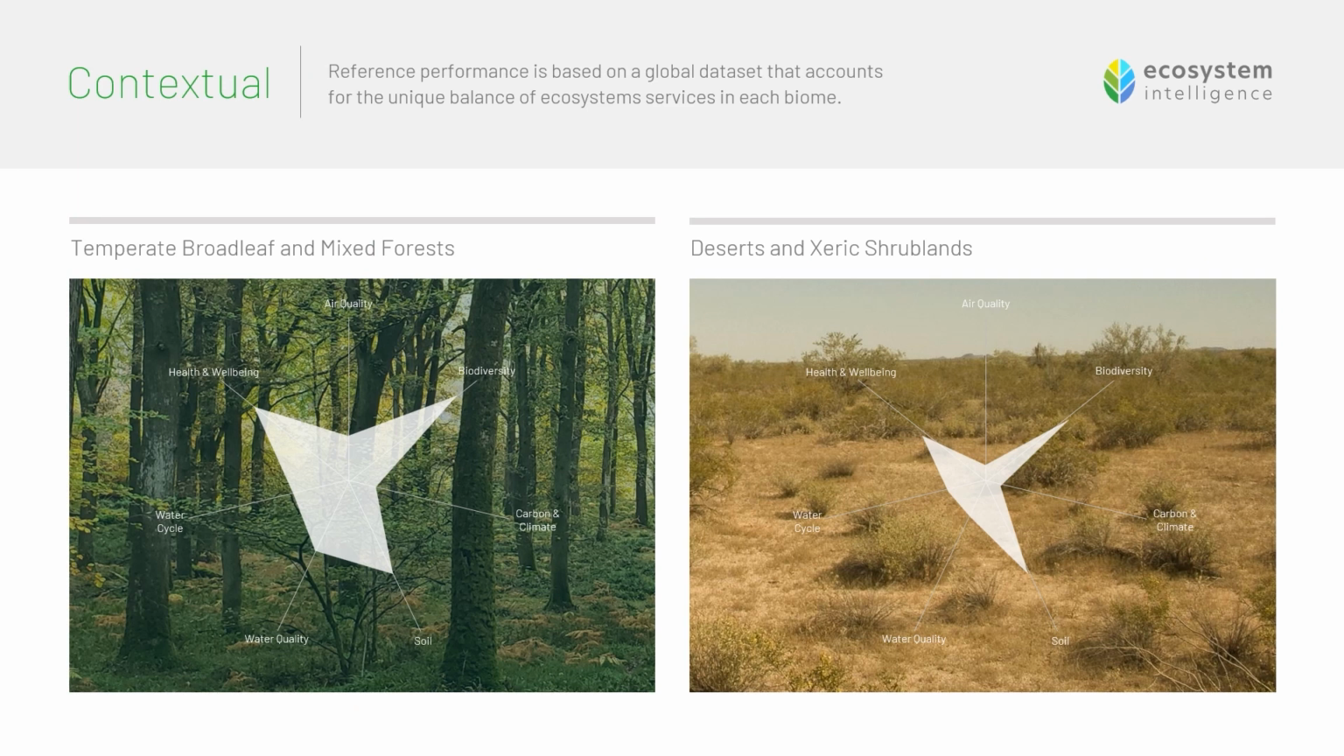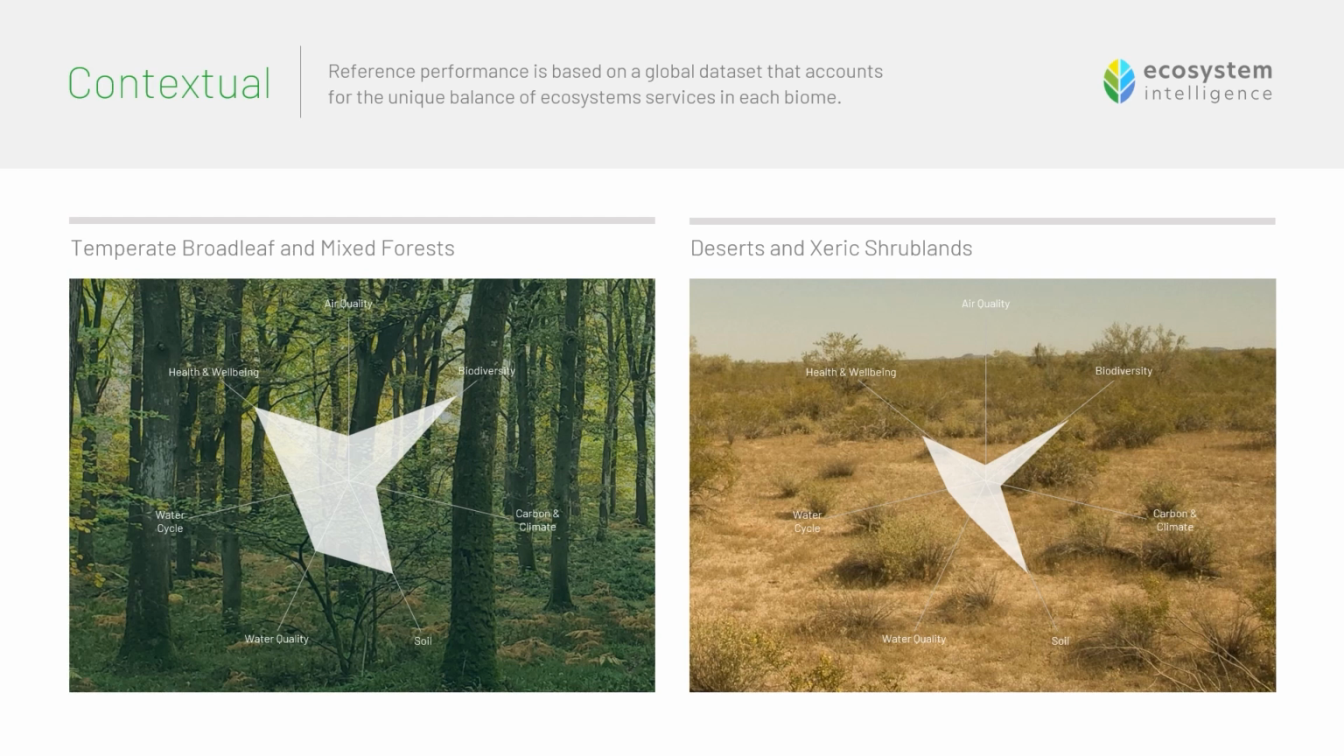Why is the Ecosystem Integrity Score important? Why do we care if our sites are moving towards alignment with local natural systems? And why on earth would we care if they overperform? Well, the extreme example shown on this slide illustrates the answer to these questions. Imagine creating a site that performs like a temperate broadleaf forest in a desert and xeric shrubland biome.